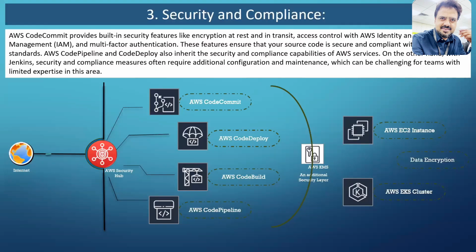The next is the security and compliance part, which is AWS Identity and Access Management, IAM, and multi-factor authentication. That's the added benefit which we get from AWS. And then the next additional security layer is AWS KMS, Key Management Service. It secures your data at both layers, data in transit and data at rest.